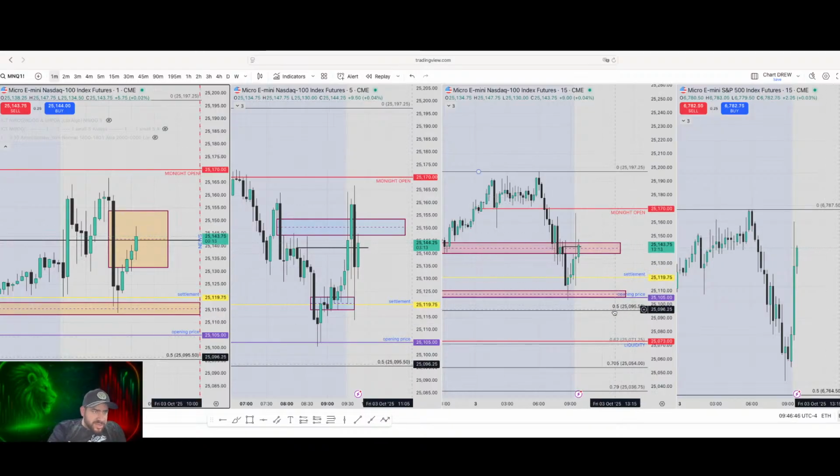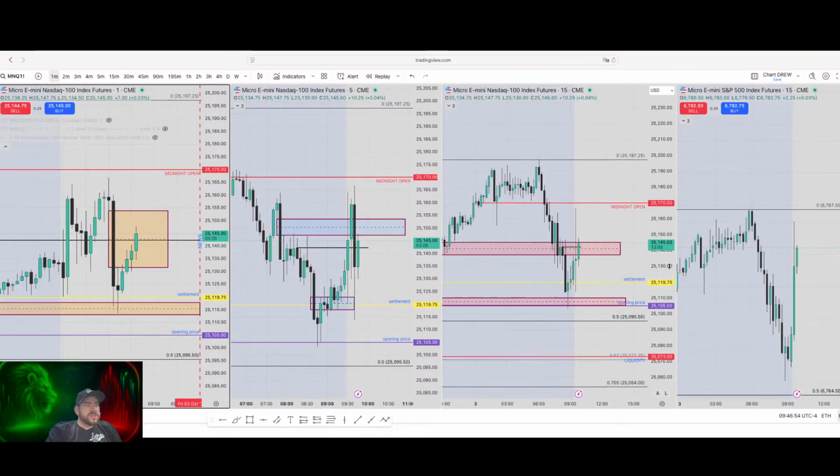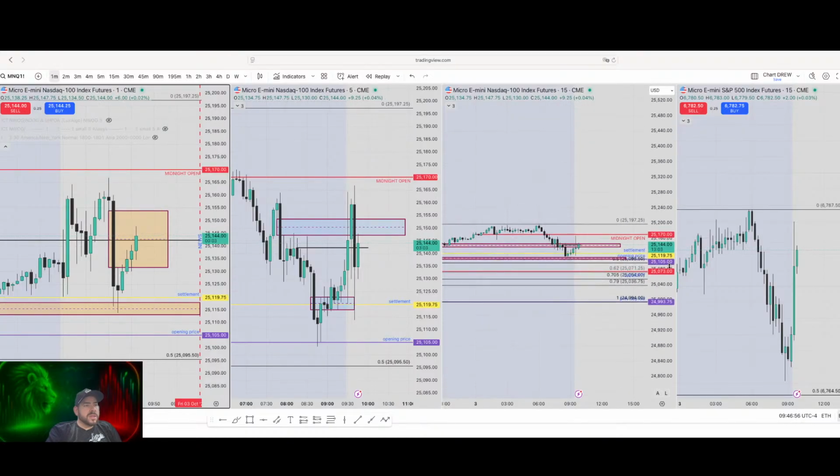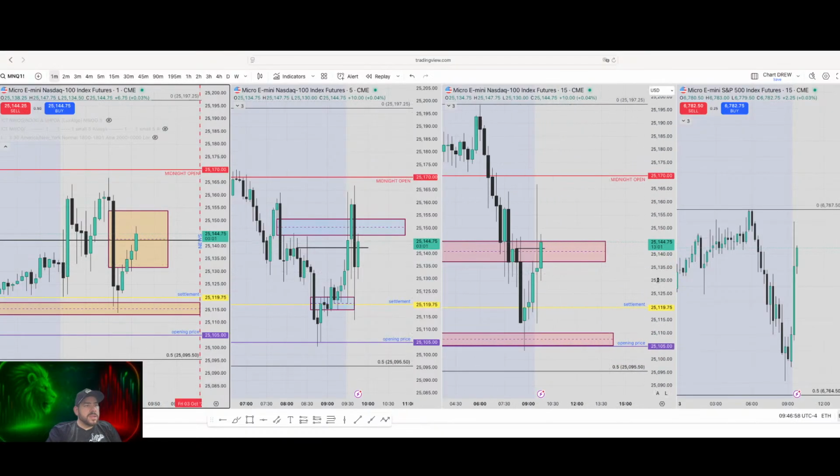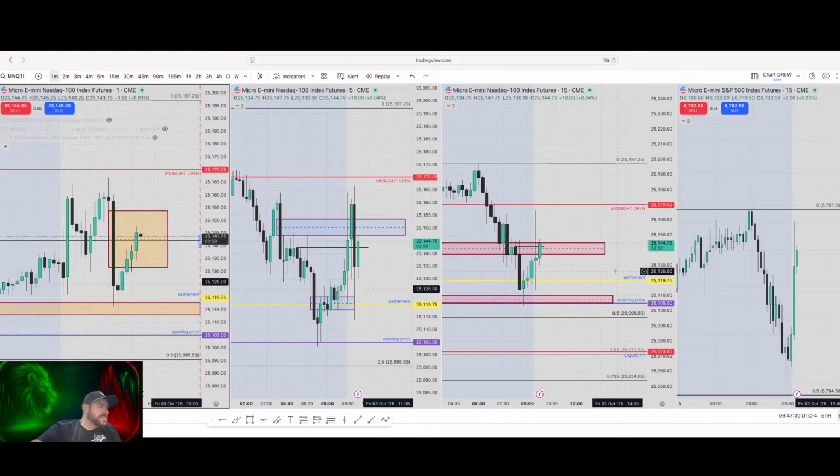Also, this 50% is kind of, we're coming back into the range. I want to see us go one direction or the other. That's what I want to see, and all the time frames line up.